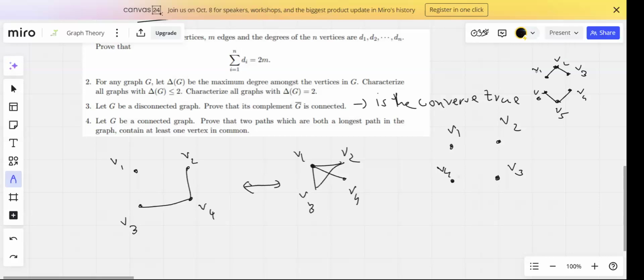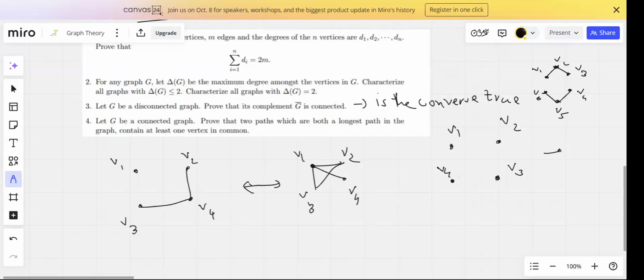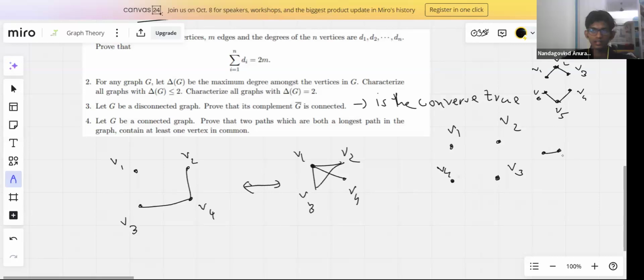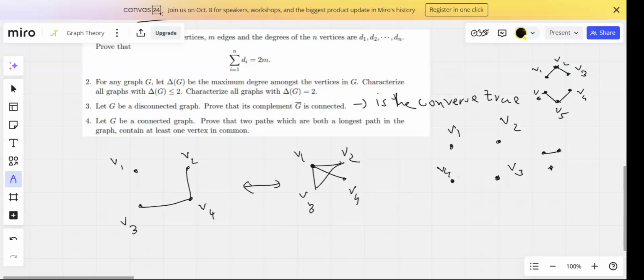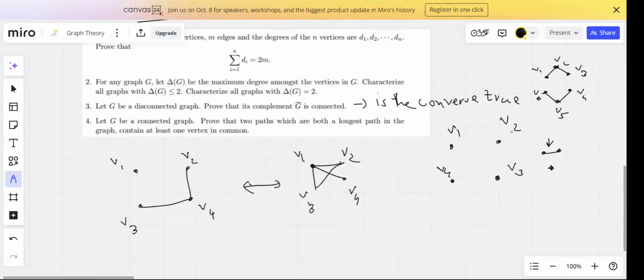Okay, so del G equals zero, you said it's an empty graph. Del G equals one, we can say that it's just a line. It's a sequence of lines and a bunch of random points. Yes. What do you mean by lines here? Yeah, it's just lines.